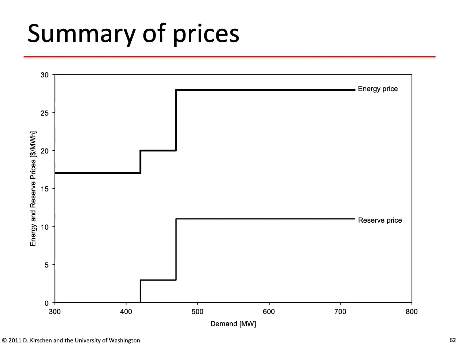So the graph on this slide summarizes what we have discussed, and you can see the various transitions that take place. We start with a reserve price of 0, and then it gradually increases, and we start with an energy price at 17, and at each of these transitions it's up.